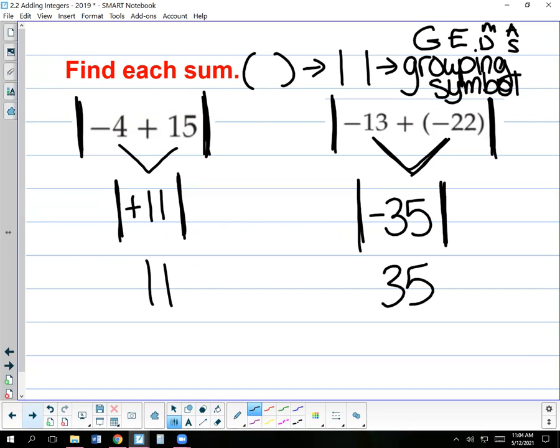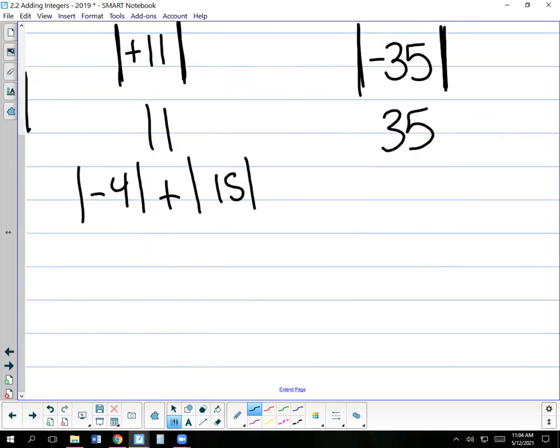The only difference between this and this is that, what would you do differently on this problem though? I wouldn't add these, right? First, what should I do though, MJ? Right, so then you would do this problem differently because you would evaluate this. So this is 4 and 15. And in this case, the answer would be different, 19. Okay, so it does matter how it's grouped.